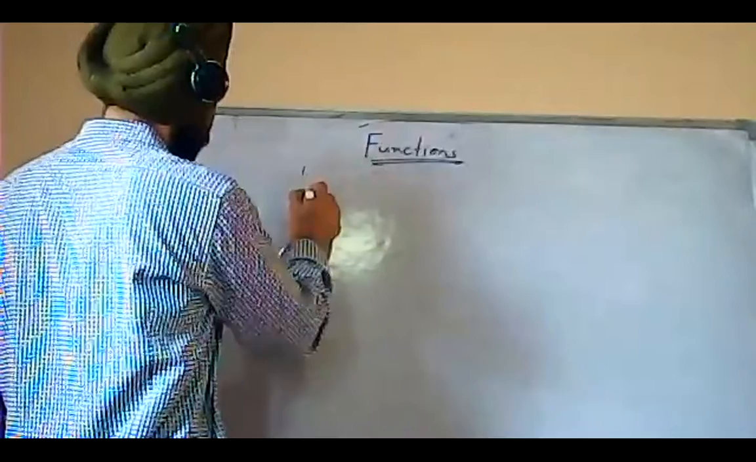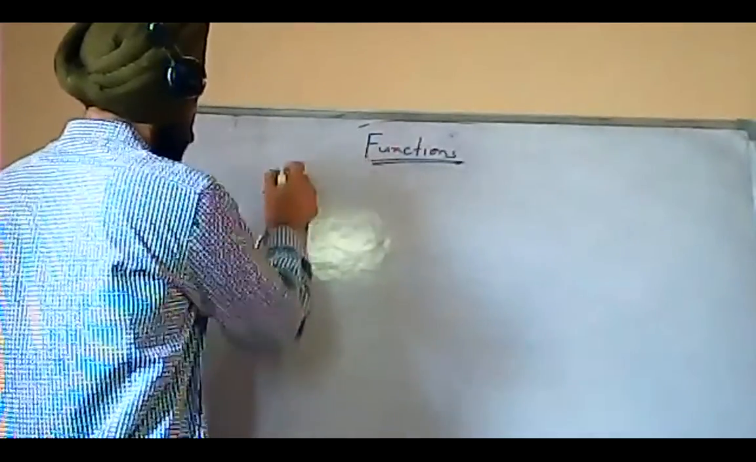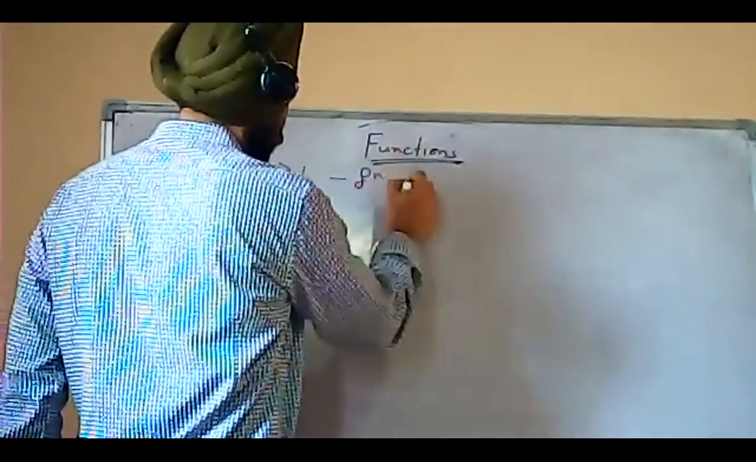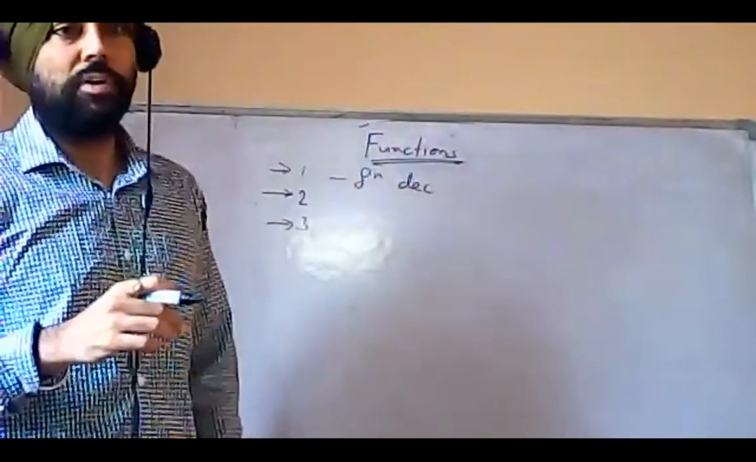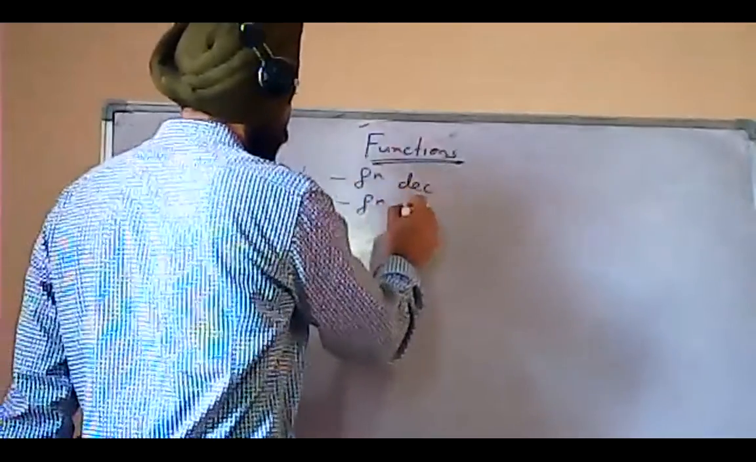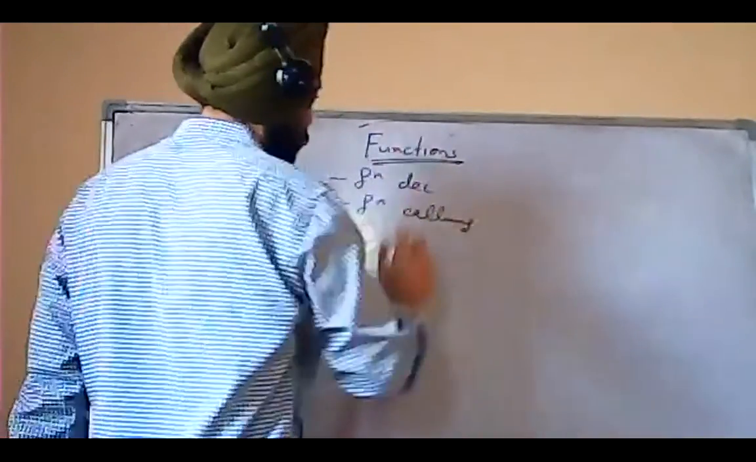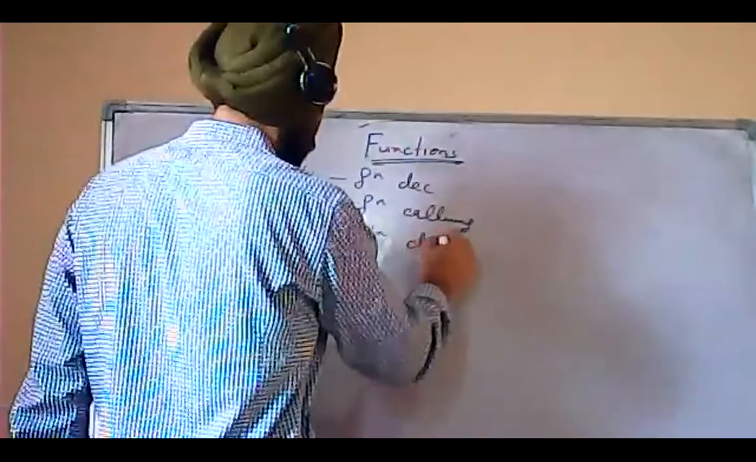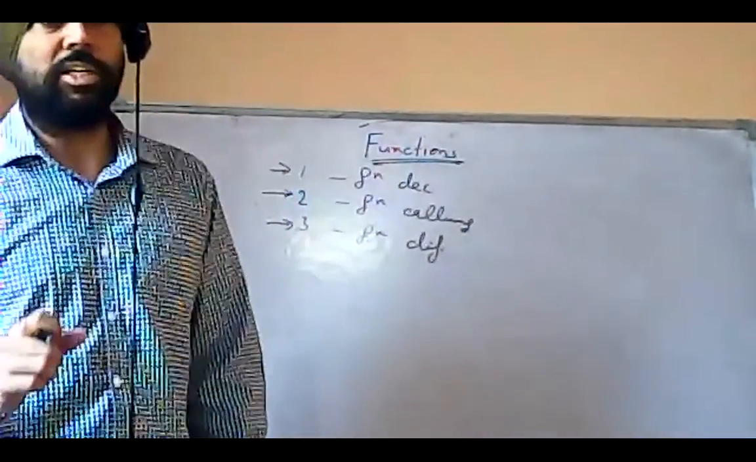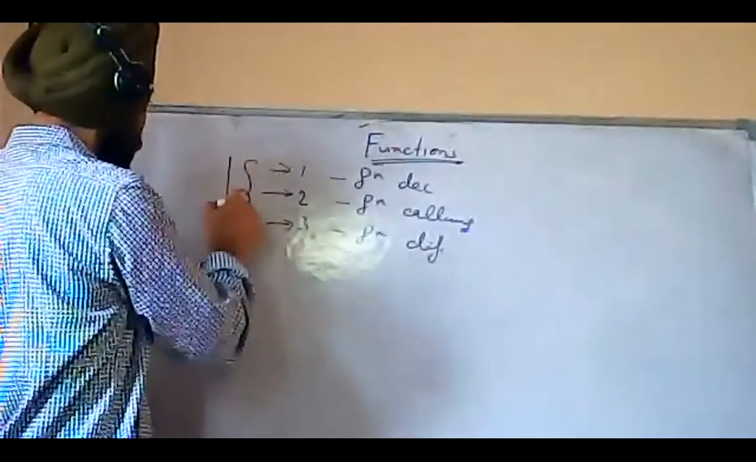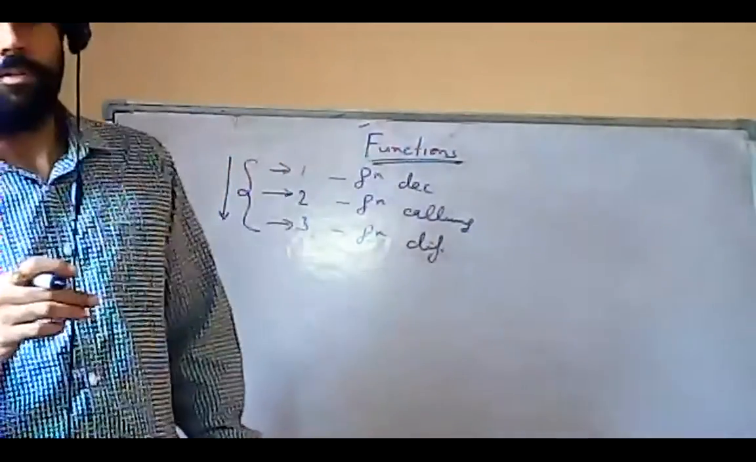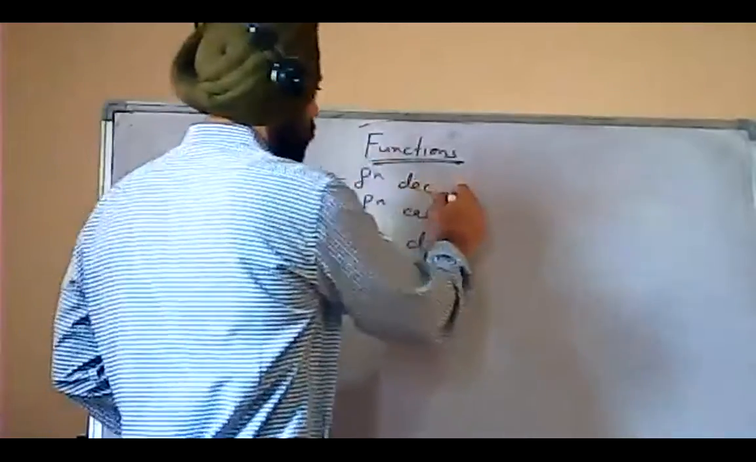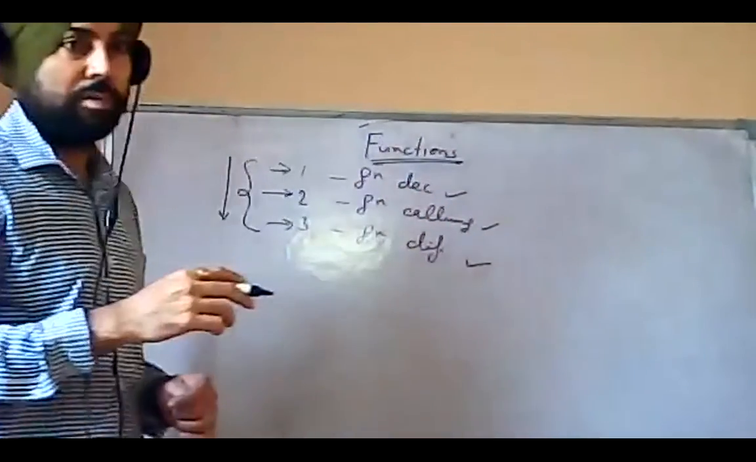Whenever you create a program with functions, there are three steps that you have to achieve. First is function declaration. Second is function calling. Third is function definition. The order is most of the time the same: first the declaration of the function, then the calling of the function, and then the definition of the function.